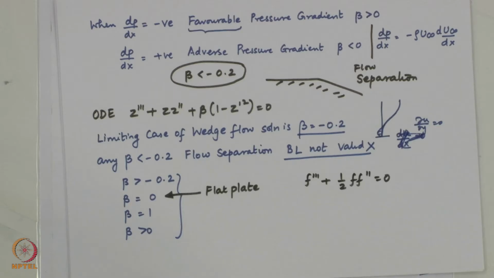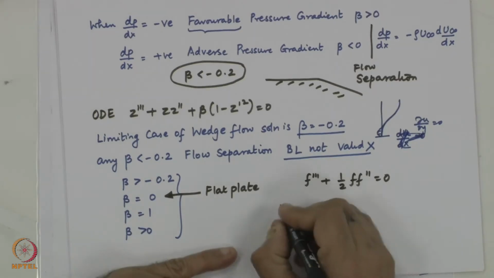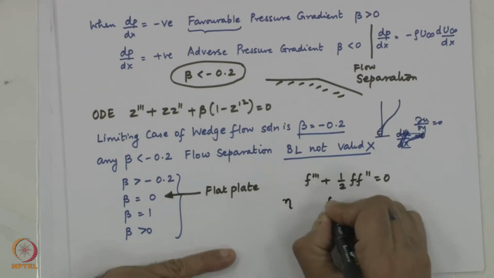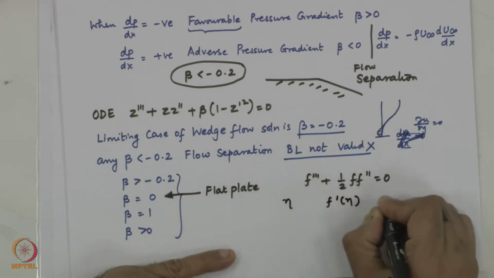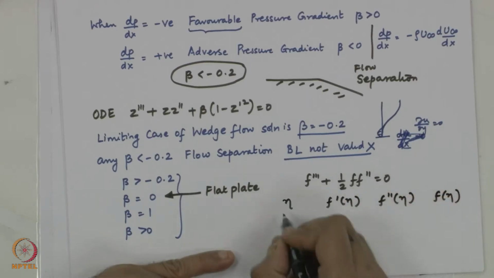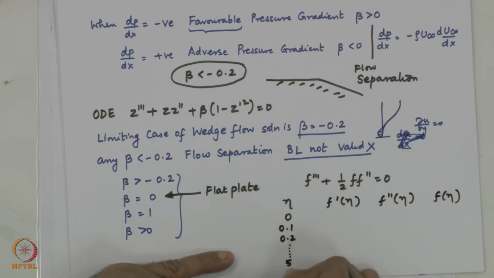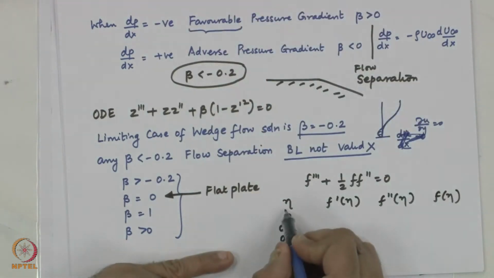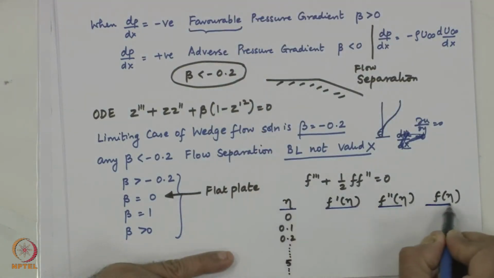The Blasius solution would be such that you would have a table of eta, f prime of eta, f double prime of eta, and f of eta. So, you go from eta equal to 0, 0.1, 0.2, all the way up to 5, all the way up to whatever number, 10 or 20, whatever you want. What is this infinity? Remember, one of the boundary conditions is this.